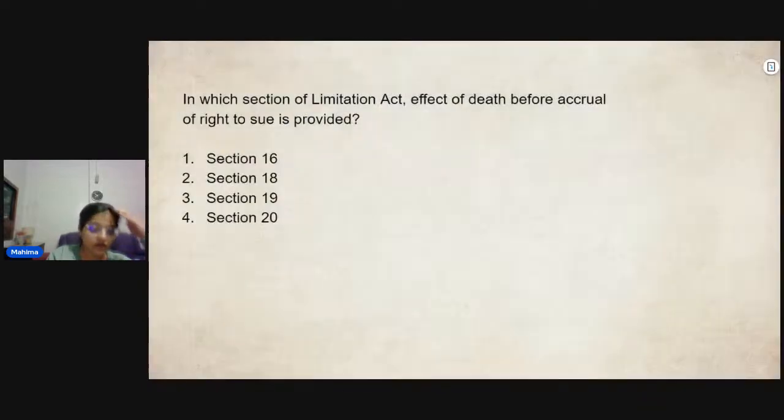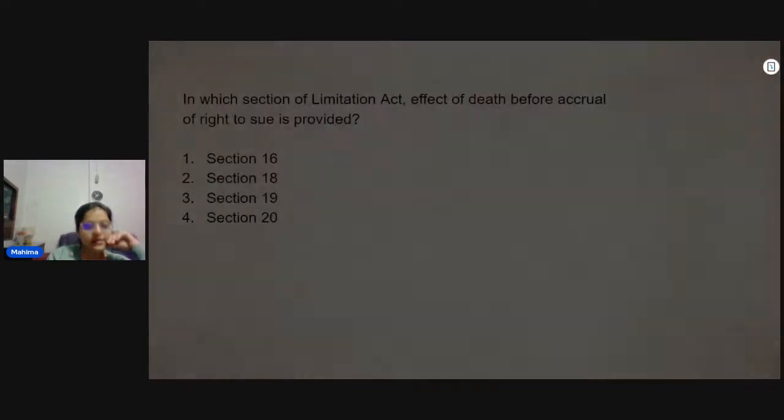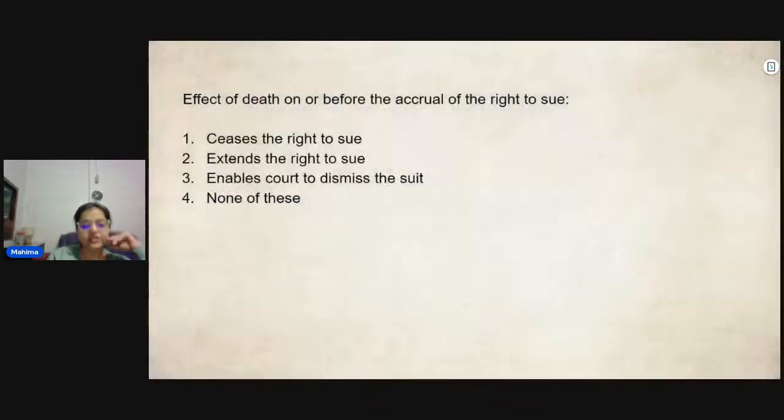Correct. Everyone is correct. In which section of the Limitation Act is the effect of death before accrual of right to sue provided? Section 16, Section 18, Section 19, or Section 20? Yes, it is option number 1, which is Section 16.